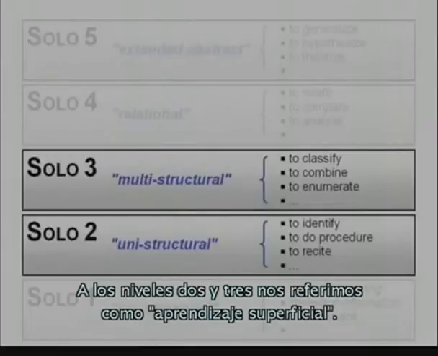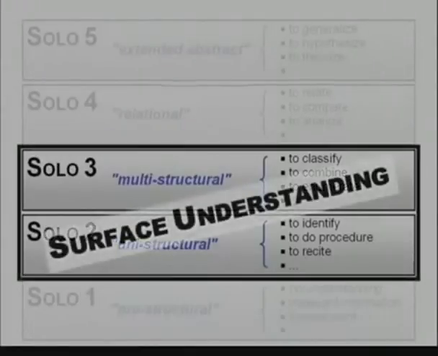Levels 2 and 3 are referred to as surface understanding.